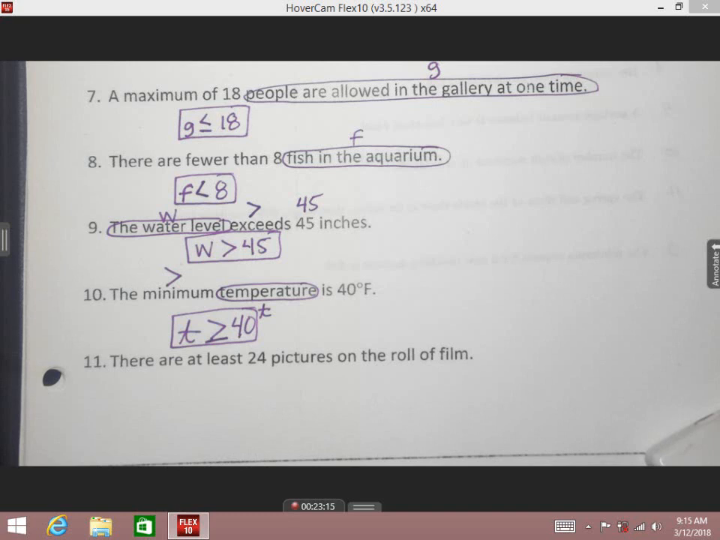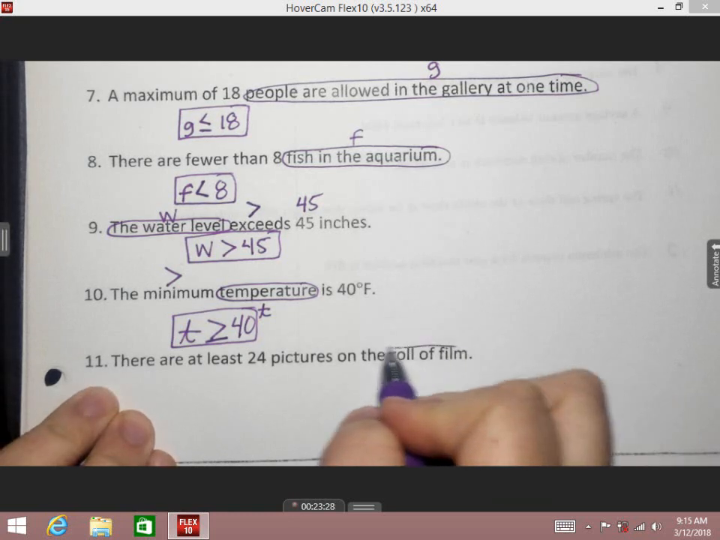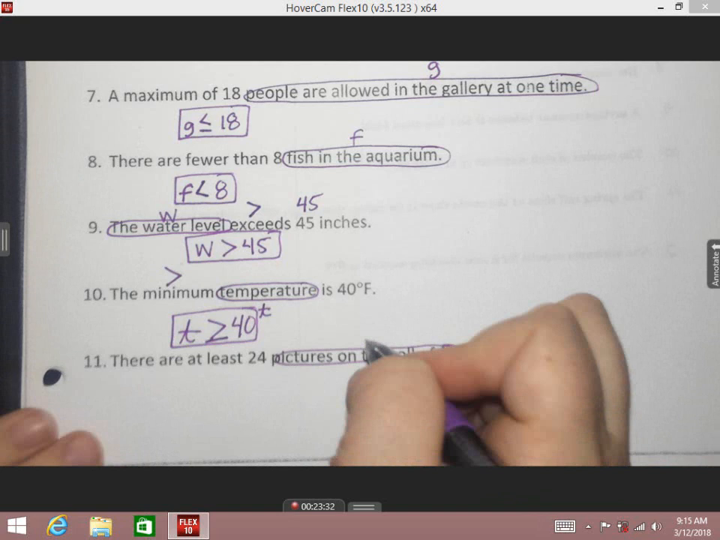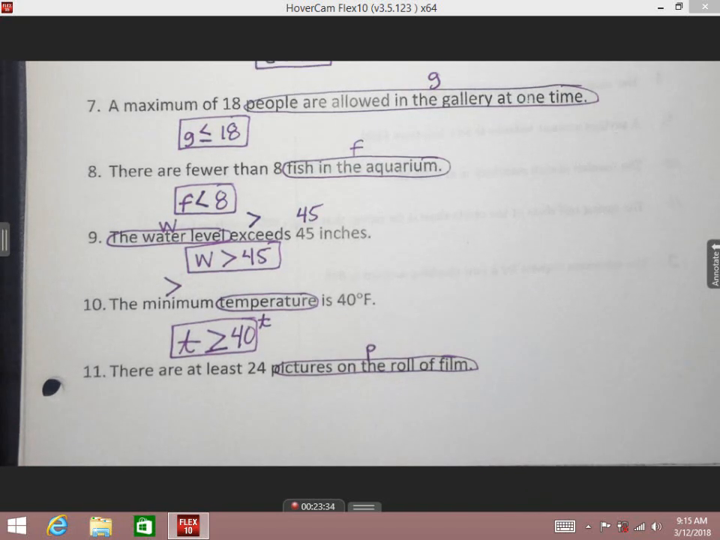Cameron? Next one? Okay. There are at least 24 pictures on the roll of film. What subject do we have here, Cameron? All right, and what is it on the roll of film? The pictures. So we have pictures on the film. So I'm going to use P, because we're really talking about the pictures. We're not really talking about the number of rolls of film. We're talking about the pictures.